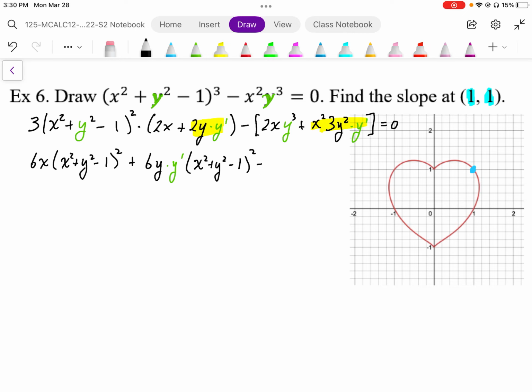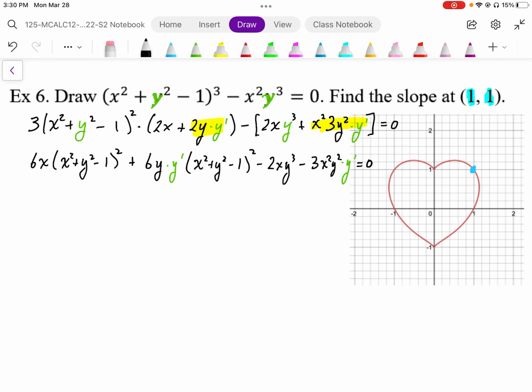I'm going to expand out these brackets, so I'm going to end up with 2xy cubed. Not too interested in that. However, I am very interested in this term here, 3x squared y squared times y prime. And that's going to be all equal to 0.